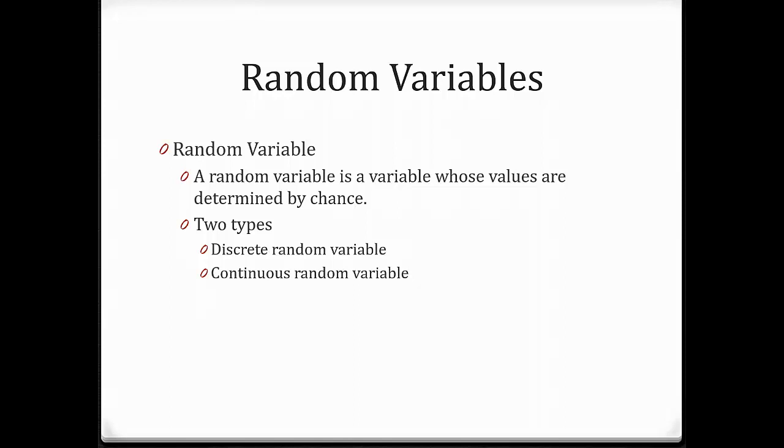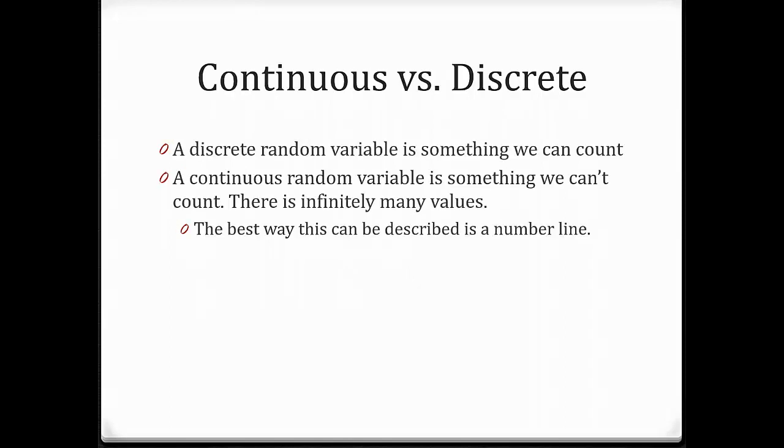Discrete random variables are like the number of tattoos someone has. If we had a sample of human beings and we counted the number of tattoos that someone has, that would be a discrete random variable. A continuous random variable is something we can't count. There's infinitely many values. The best way to describe it is a number line.